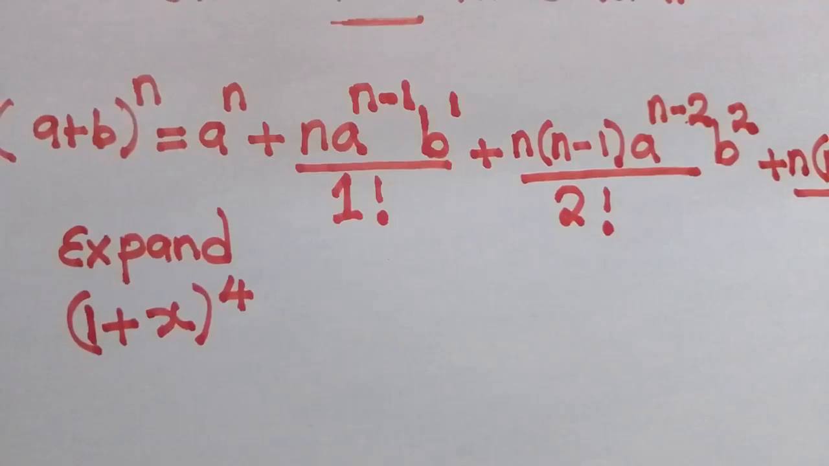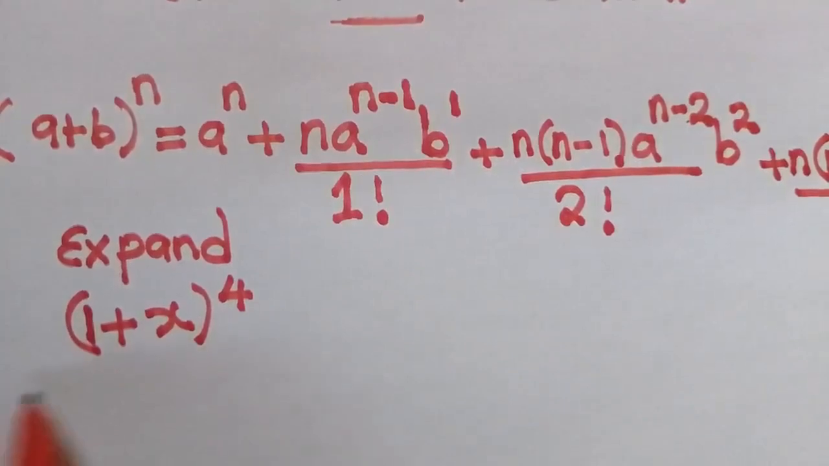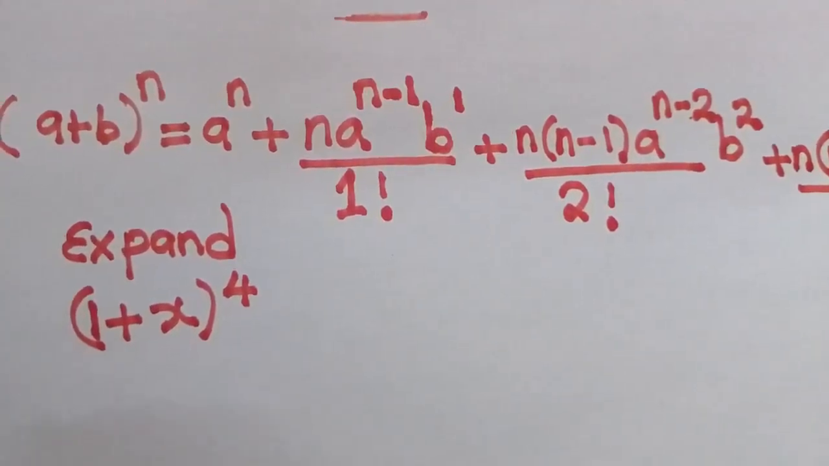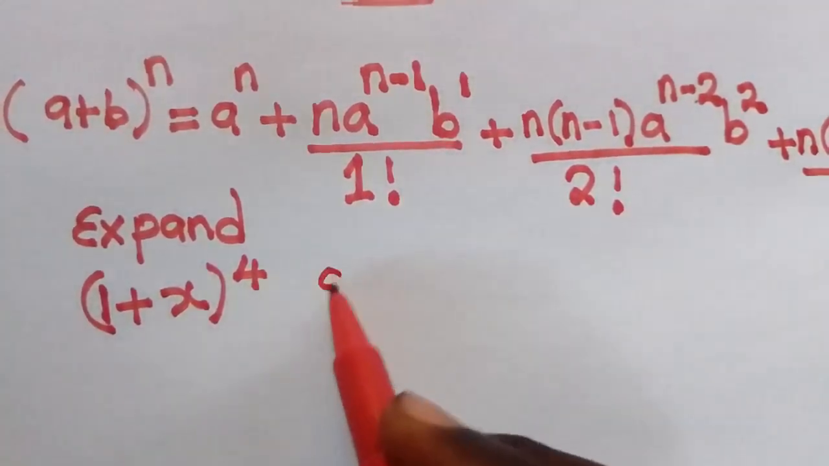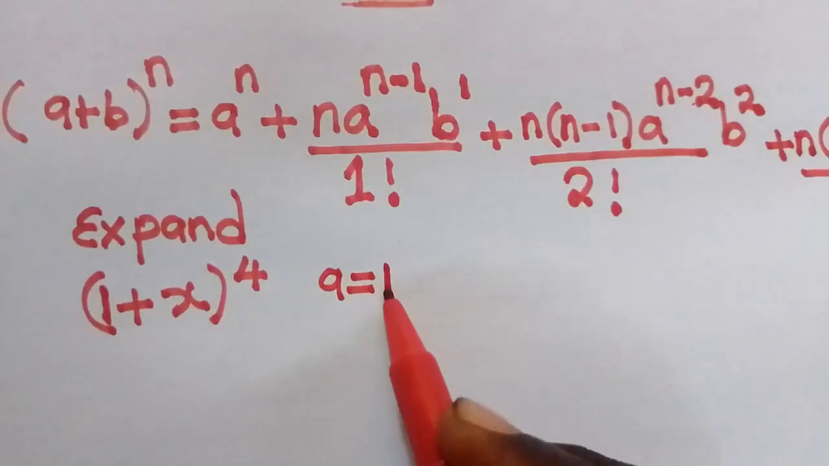This is what you are going to do. You are going to say, what is your a here? You write down the formula first. So what is your a? You check what your a is. Your a in this case, you know that your a is 1.